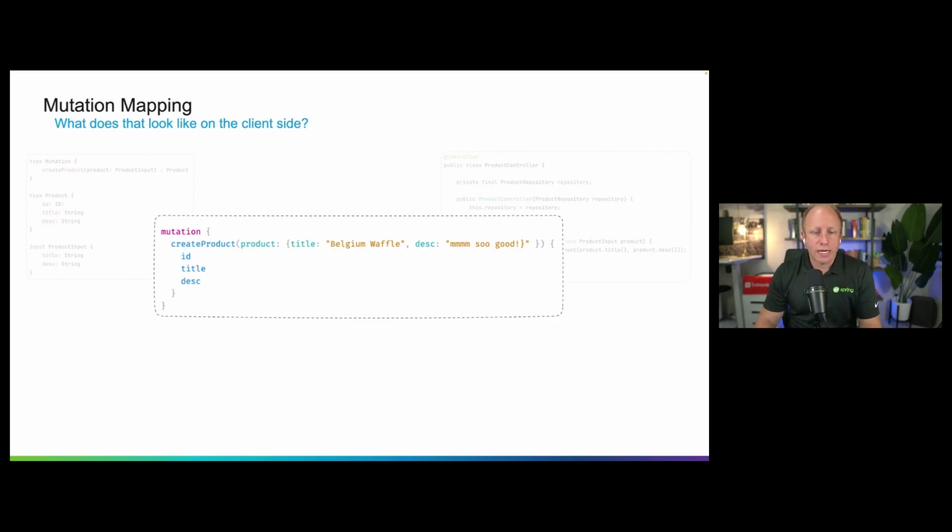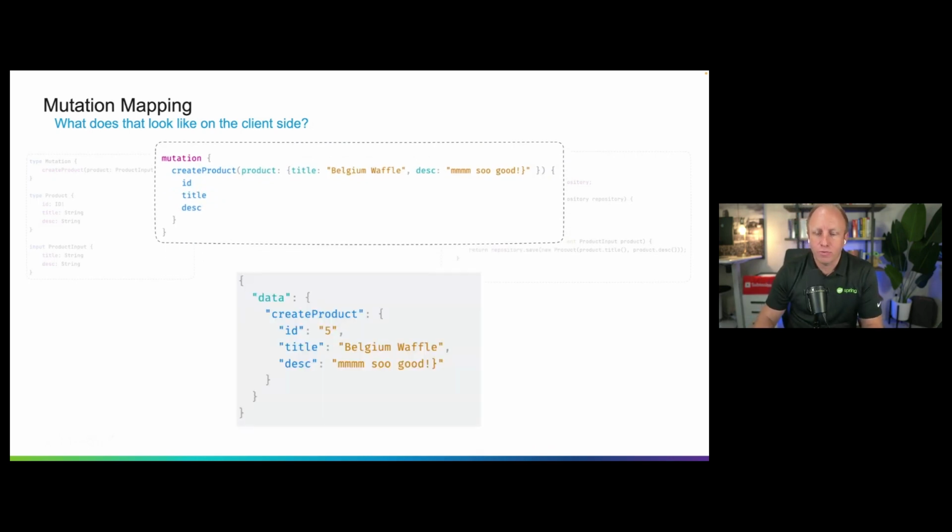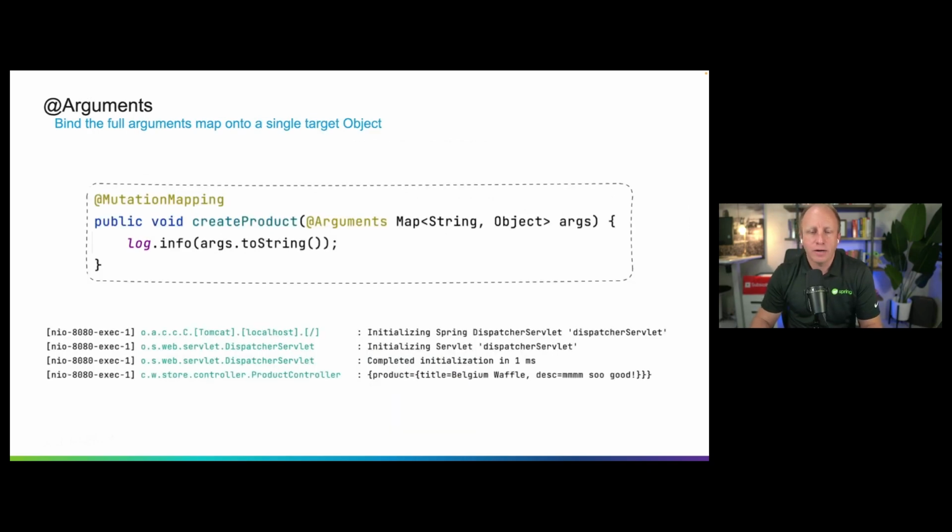What does this look like on the client side? Hey, if I go ahead and pass this in, I'm going to say, hey, create a new product. And what I want you to return is the ID, title, and description. It will go off and it will return the created product, which has the new ID, the title, and the description. Also, you could take in arguments. So the @arguments will allow you to bind the full arguments map onto a single object.